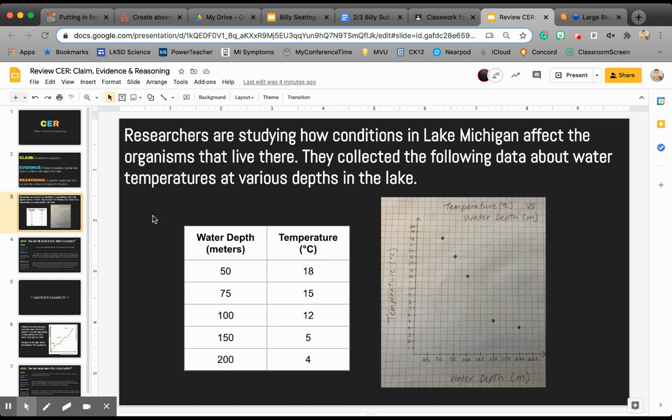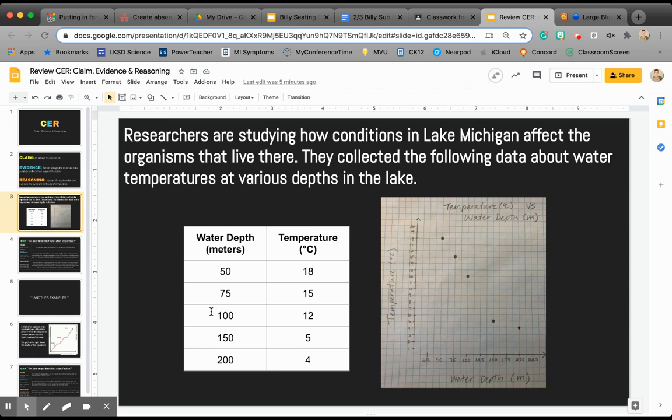You had a scenario in which researchers are studying how conditions in Lake Michigan affect the organisms that live there. These researchers collected the following data about water temperatures at various depths within the lake. So look at our data table. We have water depth measured in meters. So we can go from a shallow depth of about 50 meters, or we can go all the way down to the bottom of the lake at about 200 meters. The temperature is measured in degrees Celsius. So for example, at 50 meters, the temperature was 18 degrees Celsius. At 200 meters, the temperature was 4 degrees Celsius.